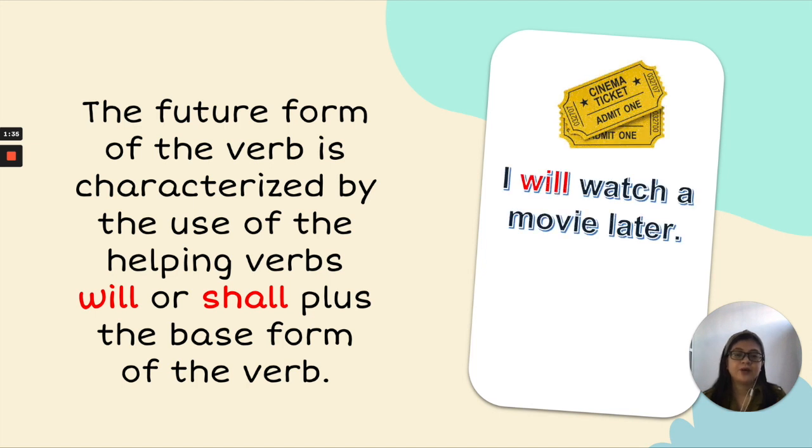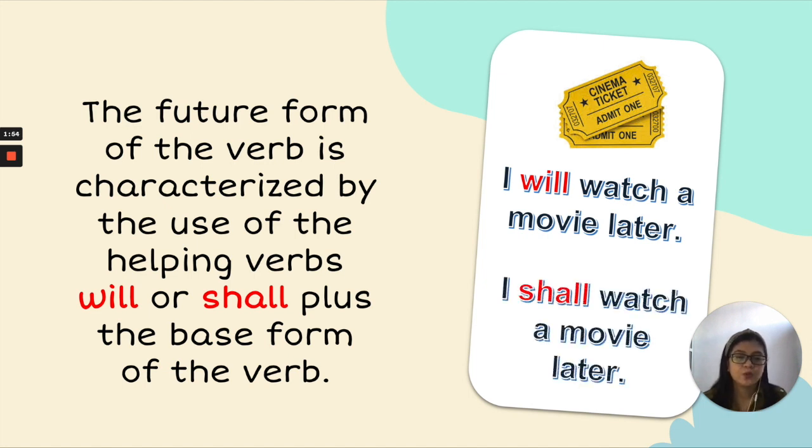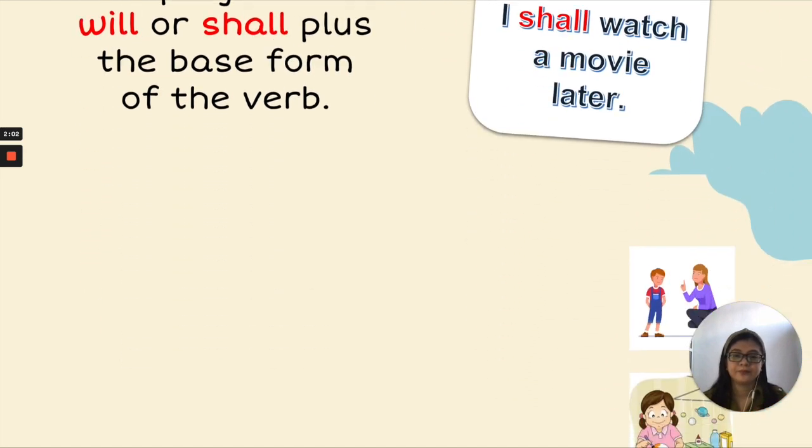So for example, I will watch a movie later. Your will is your helping verb there, and your watch is your verb in the base form, meaning you don't add anything to it. Okay? You don't add anything except for the helping verb will. I shall watch a movie later. Shall is your helping verb there, and watch again is your verb, which is in the base form.